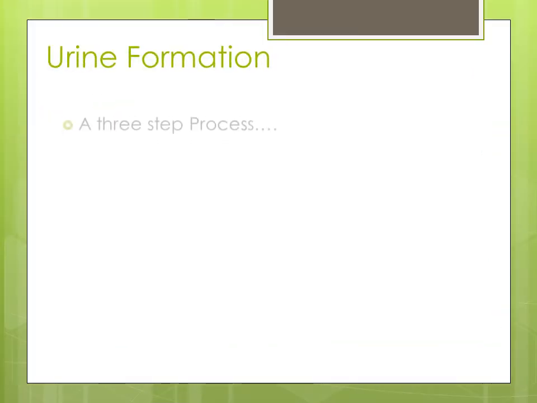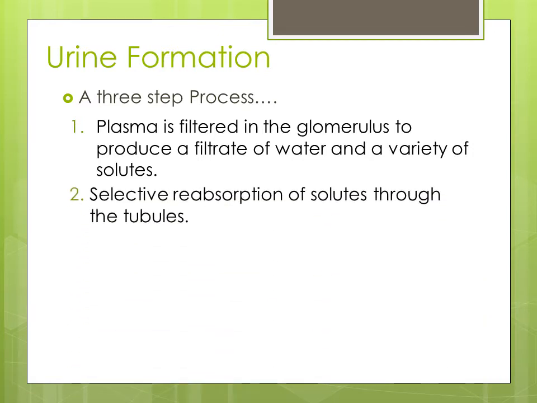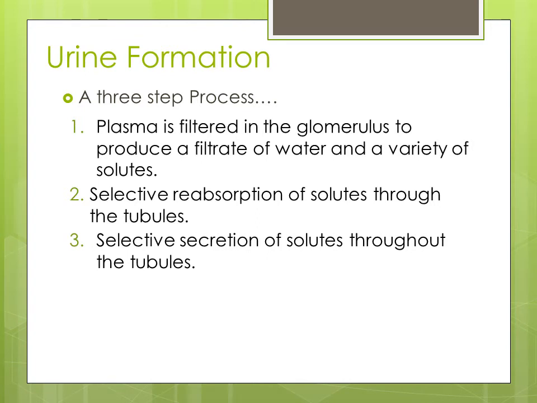Urine is formed in a three-step process. Firstly, plasma is filtered in the glomerulus to produce a filtrate composed of water and small molecular weighted solutes. Urine is produced from the filtrate via selective reabsorption of metabolically useful substances from the tubular fluid into the surrounding capillaries, and subsequent active secretion of other toxins back into the tubule from the capillaries.